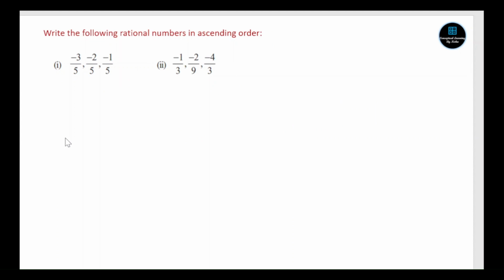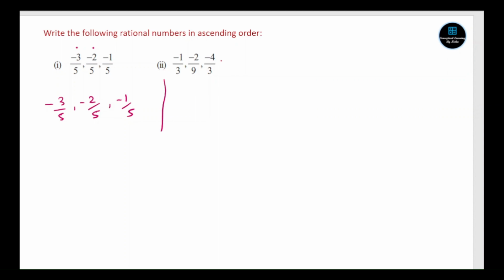Okay, now we'll arrange these rational numbers in ascending order. So the first one, all the denominators are the same. So it is easy to compare them. Minus 3, minus 2, minus 1. So minus 3 is the smallest, then minus 2 and then minus 1. So this is in ascending order already. No need to do anything. Okay, this is in ascending order only.